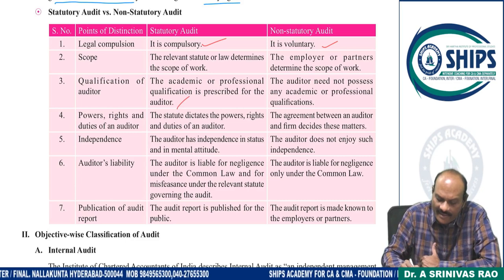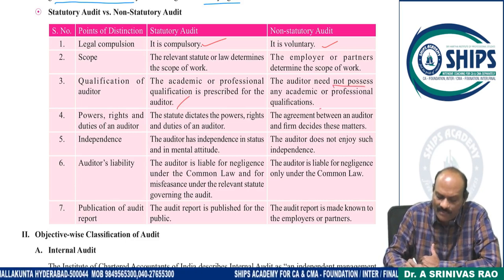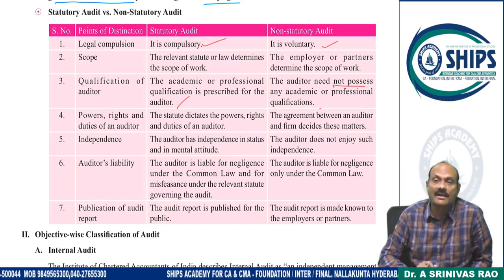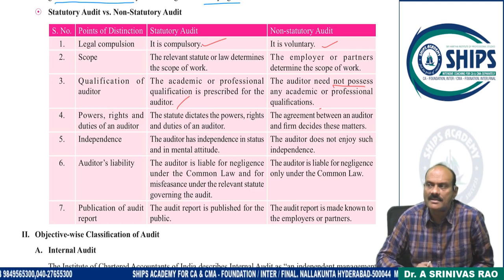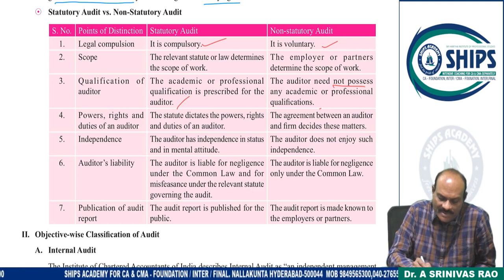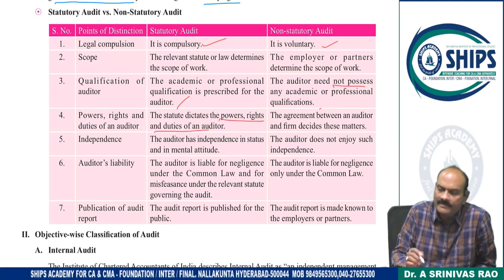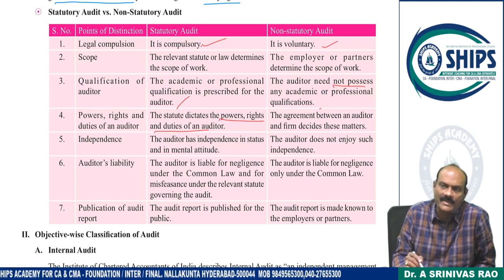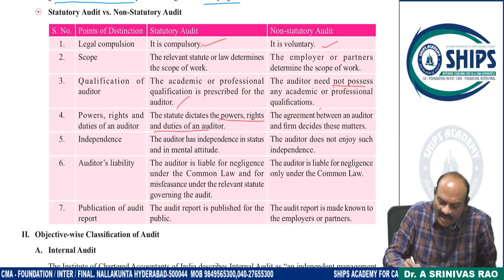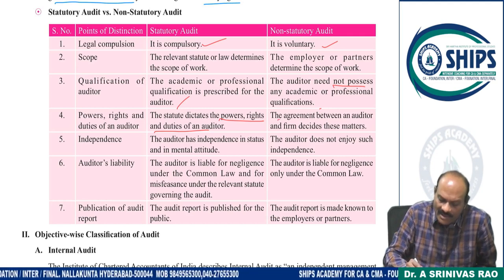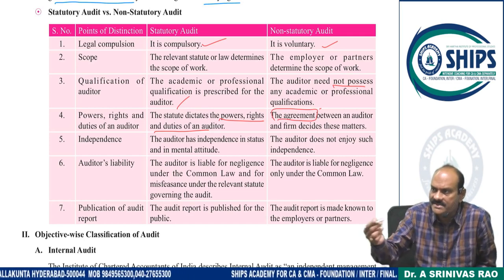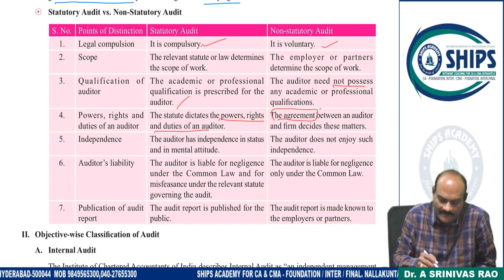Here, the auditor need not possess any academic or professional qualification, which means any person can be appointed as an auditor, need not be a qualified CA. The statute dictates the powers and rights of the auditor. Rights, powers, duties of the auditor, Company Law section 143 is there, we have to follow. Whereas in case of a non-statutory audit, the agreement will define the rights and duties, because it is a mutual understanding between auditor and client.